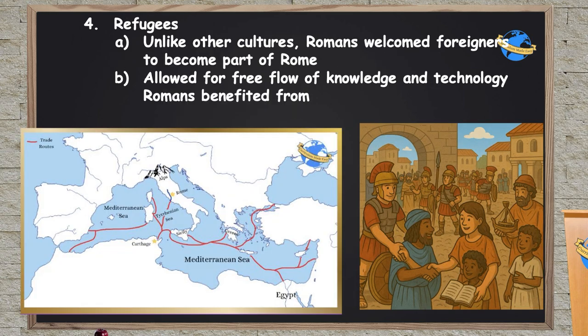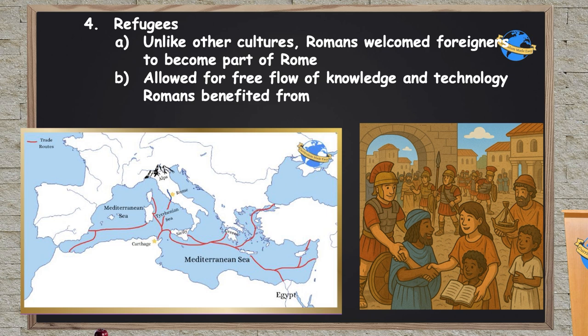And then the fourth group are refugees. Unlike a lot of other cultures who are xenophobic, that means afraid of foreigners, Romans, at least in the early days, really welcomed foreigners to become part of the project that is Rome. You could run away from Greece, from Egypt, from Carthage, from Hispania. It didn't really matter where you were coming from. You were welcomed into the city of Rome as long as you brought knowledge and were willing to share it.